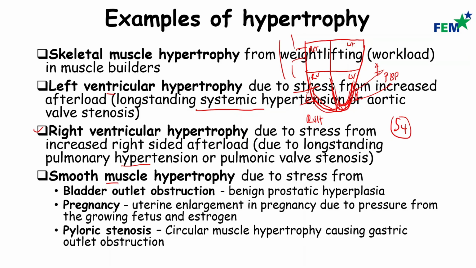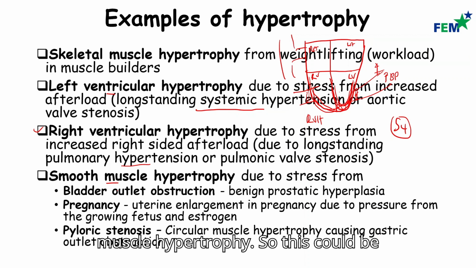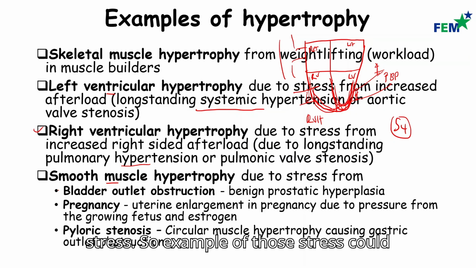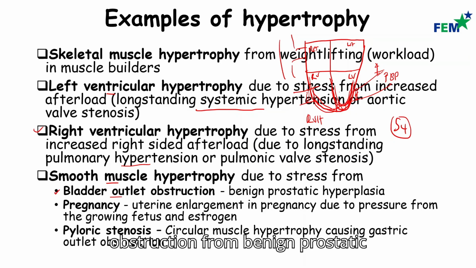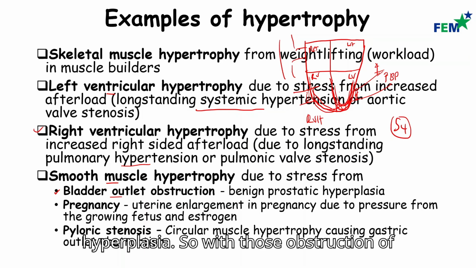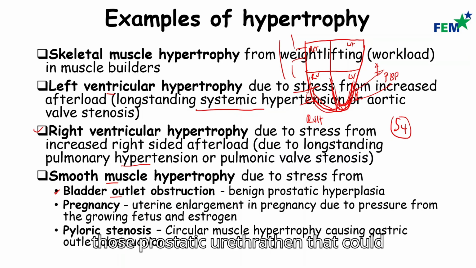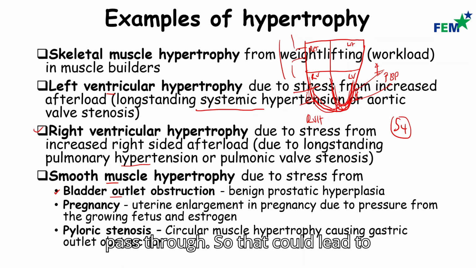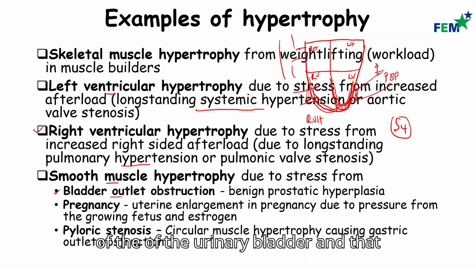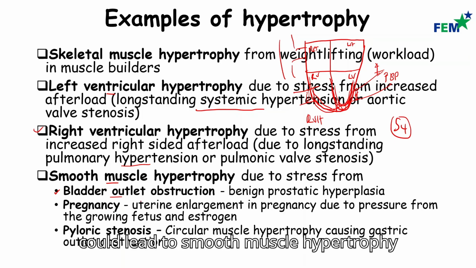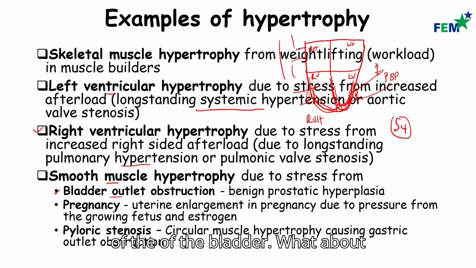Moving on to smooth muscle hypertrophy. This could also increase in size due to stress. An example of that stress could be somebody who has a bladder outlet obstruction from benign prostatic hyperplasia. With the obstruction of the prostatic urethra, that could increase the pressure on the bladder, because the urine will not be able to pass through. That could lead to increased pressure on the smooth muscle of the urinary bladder, and that could lead to smooth muscle hypertrophy of the bladder.